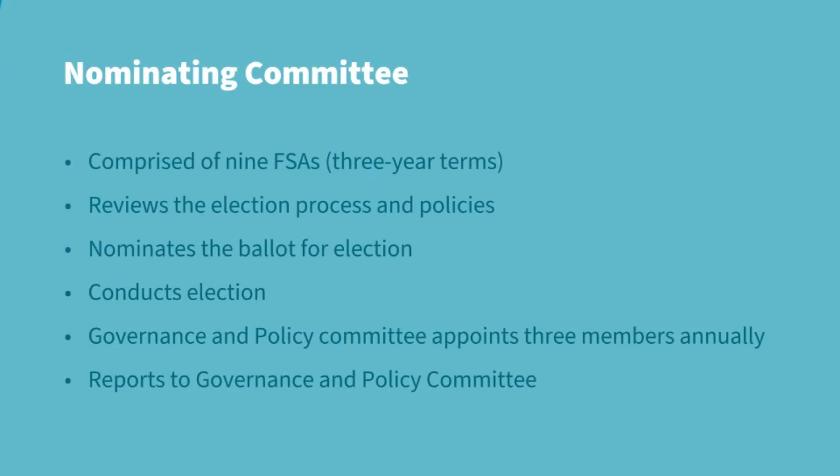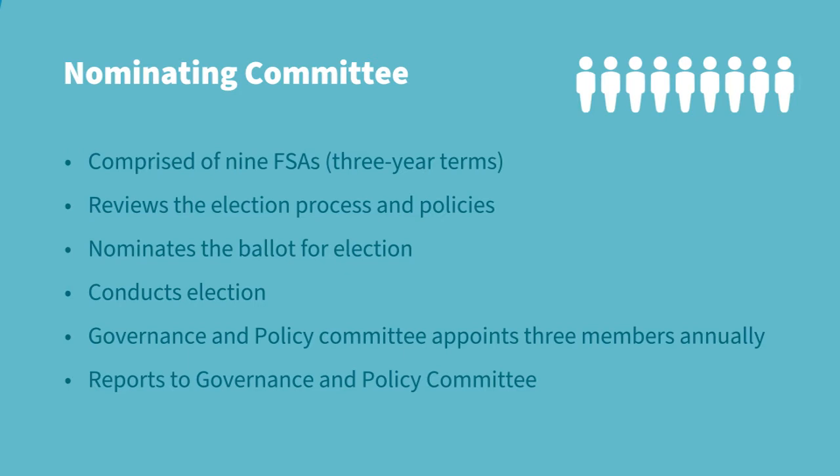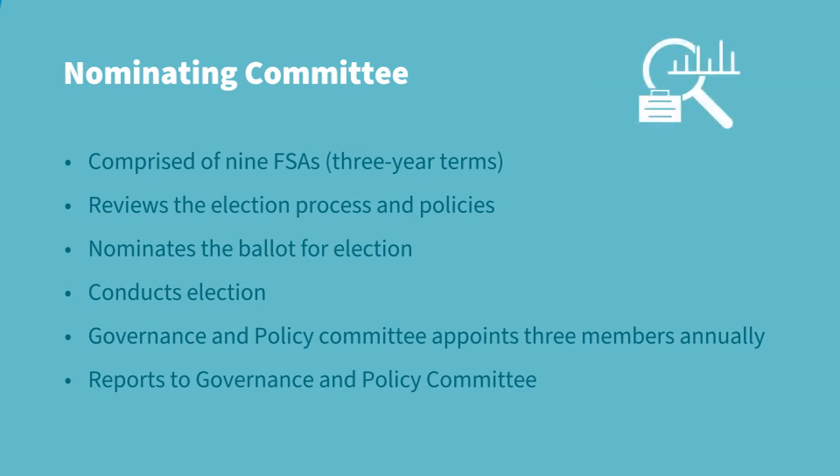The nominating committee is comprised of 9 fellows, and they each serve a 3-year term. They review the election process and the policies annually based on previous election experience. This nominating committee nominates the ballot of candidates for election in accordance with SOA policies, conducts the annual election, and then 3 new committee members are appointed every fall to get new people involved in the process. This group reports to the Governance and Policy Committee.